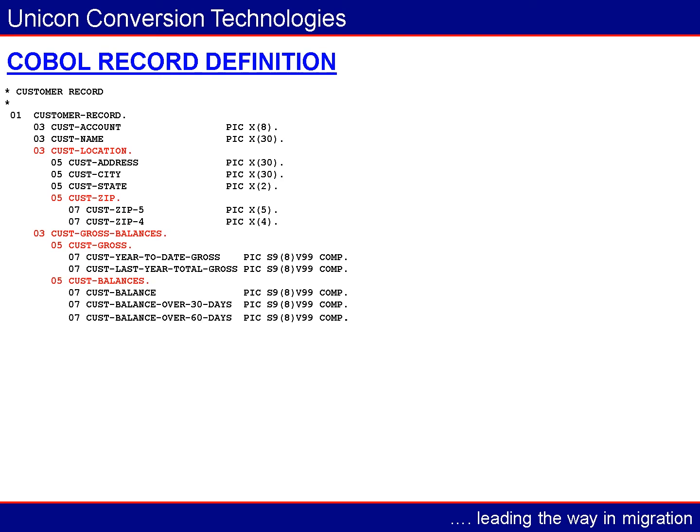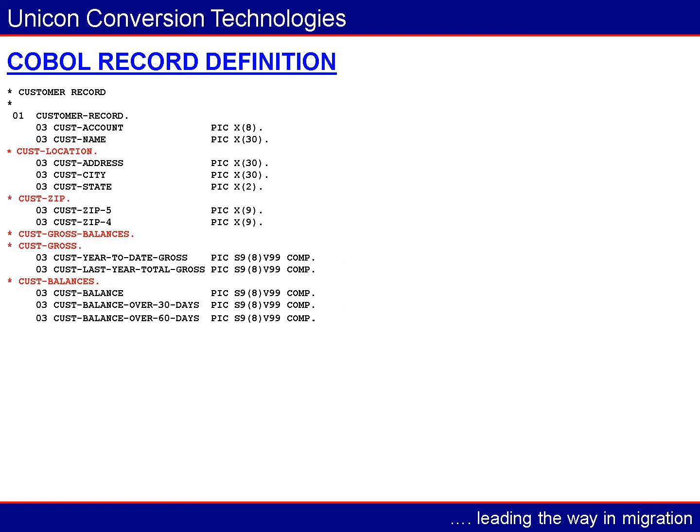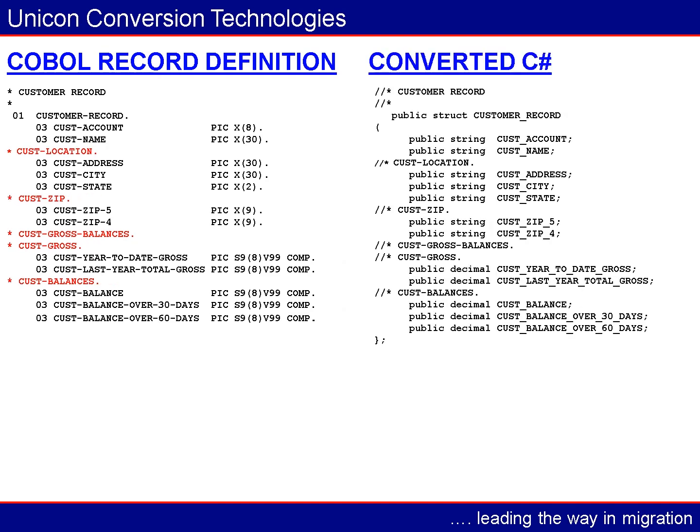If it is considered that it would be helpful to convert the group level definitions to comment lines, then the original COBOL definition would look like this. This would be converted to look like this, which would preserve the comment lines in the converted code.